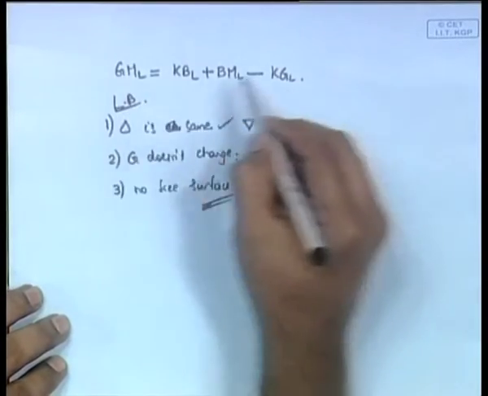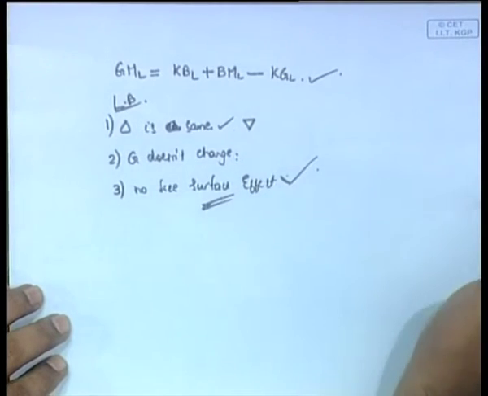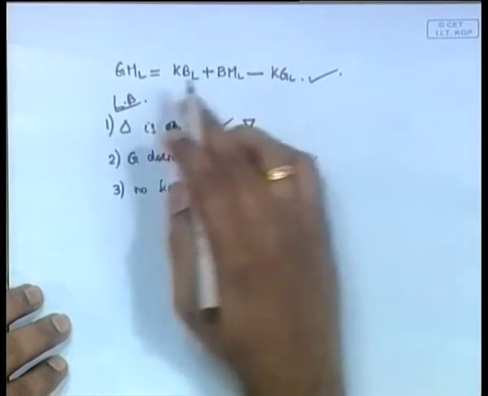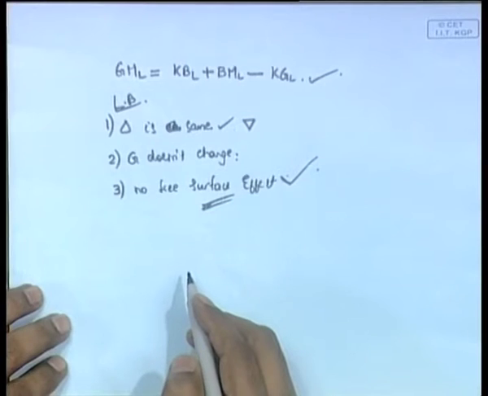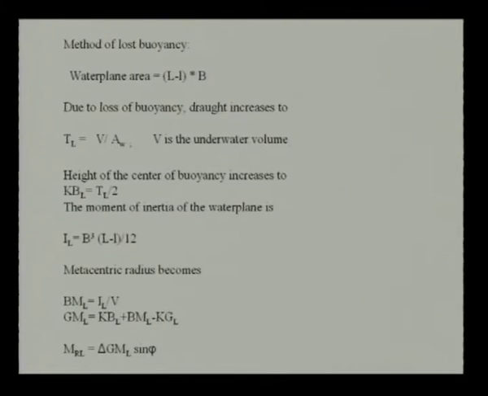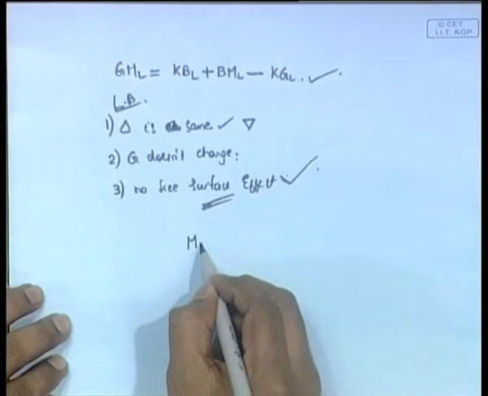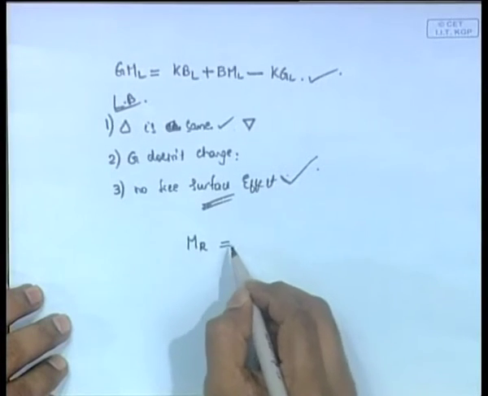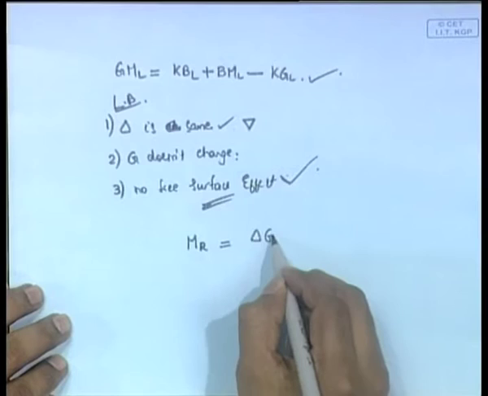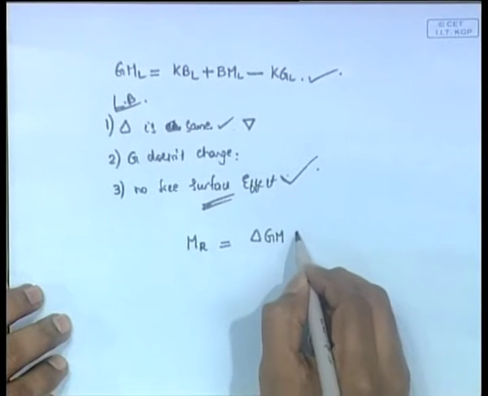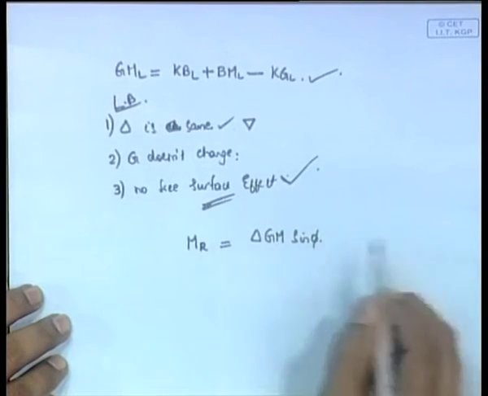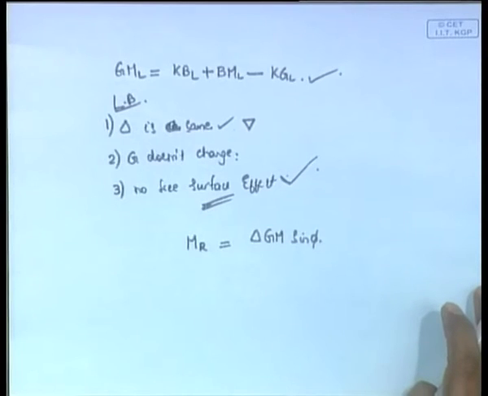Now, in the method of loss of buoyancy, we got GML using this formula. Then the righting moment becomes delta into GM into sin phi. Delta into GM into sin phi. If you do that, you will get your righting moment.